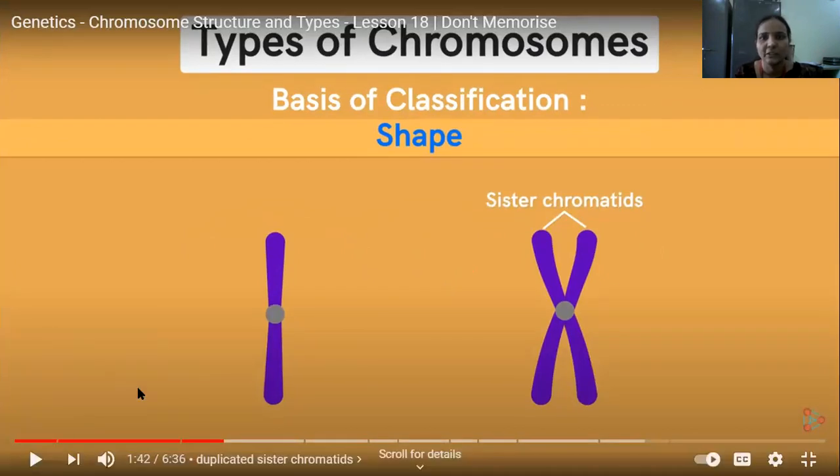See, already we have seen this structure, sister chromatid. These are the two sister chromatids. सिस्टर क्रोमेटिड भी दो टाइप्स के रहते हैं, क्रोमेटिड दो टाइप के रहते हैं, सिस्टर क्रोमेटिड एंड नॉन सिस्टर क्रोमेटिड.